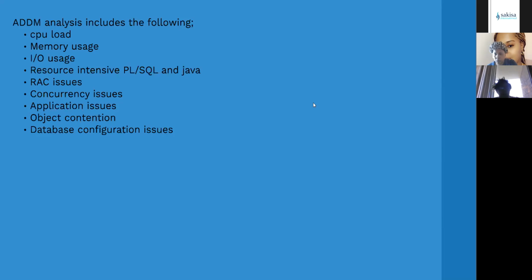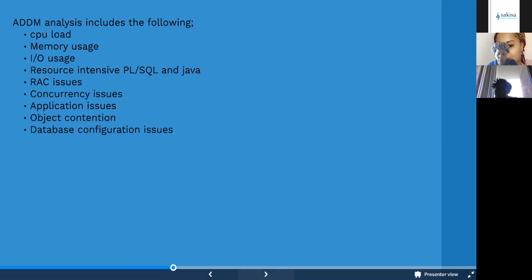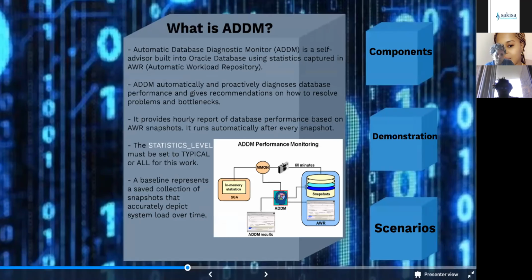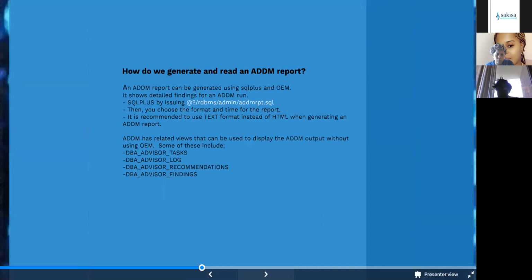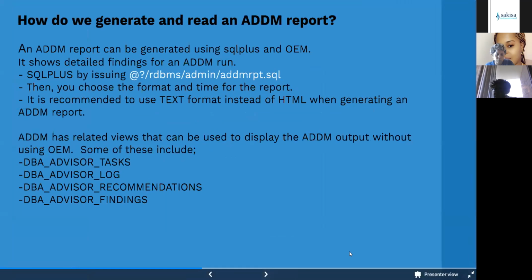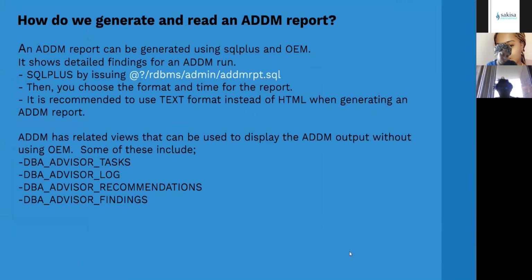So after the analysis, we can talk about the second part, which is the demonstration. I will be giving the demonstration, and then Bibish will go ahead and show the practical part. So before that, how do we generate and read an ADDM report?